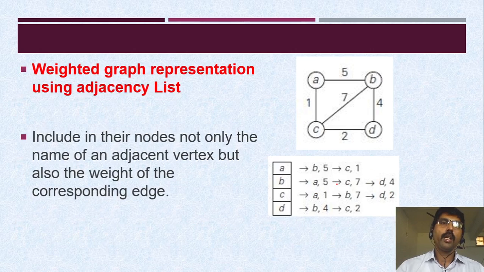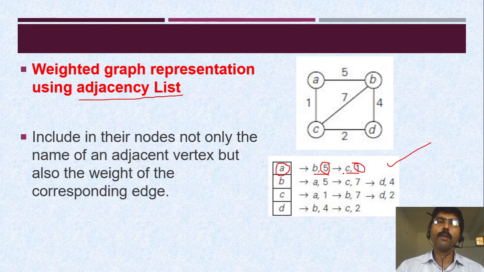Now, weighted graph representation using adjacency list. This is the way of representing an adjacency list. Here each list contains not only the vertex name, it also contains the weight. Between A to B its weight is 5. Between A to C its weight is 1.